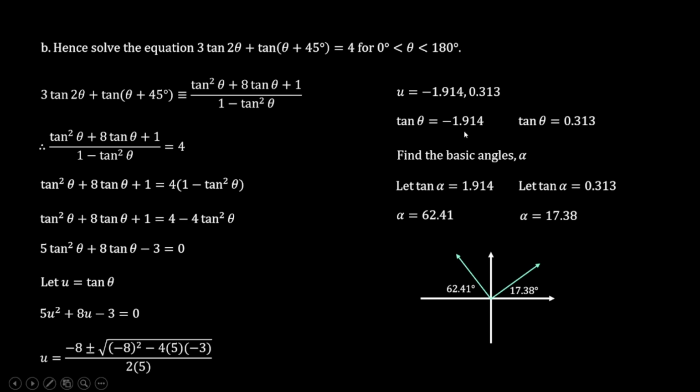In our first case, tan theta is negative. So we know the angle goes into the second quadrant because tan theta here is negative. In this case, tan theta is 0.313. Tan is positive, so the angle must be in the first quadrant here, as tan is positive in this quadrant.